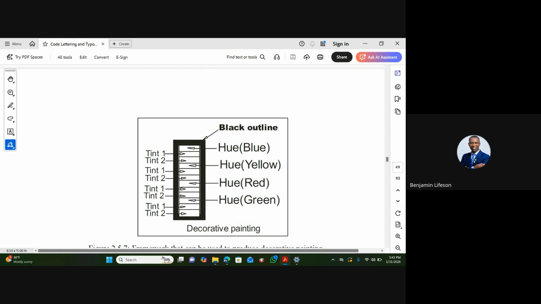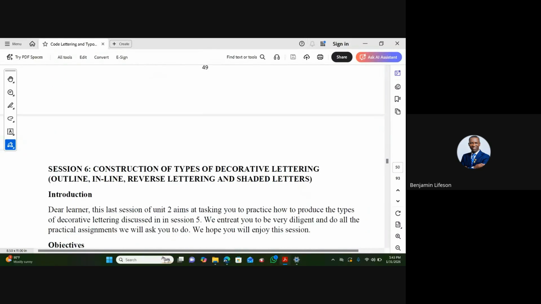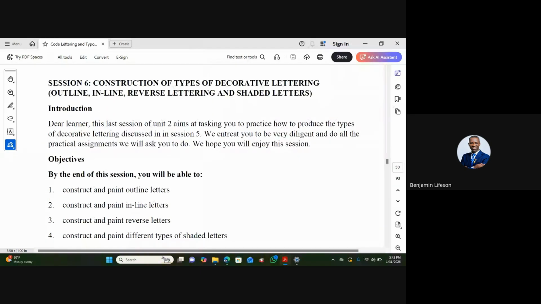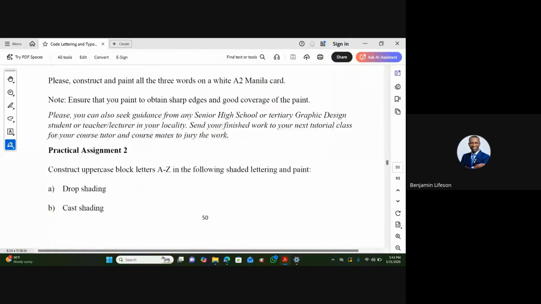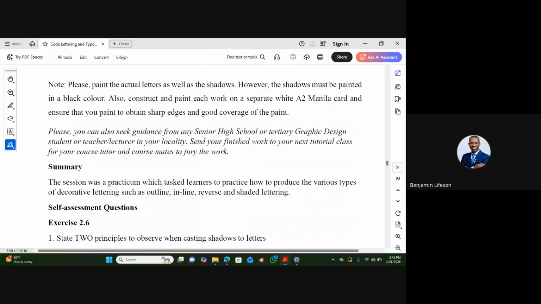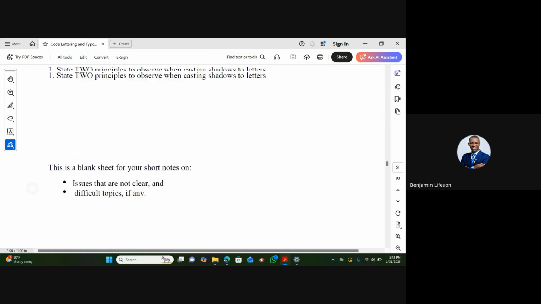If this is the letter I, we can paint it with different colors, giving the background black. So that is that. We are saying that we want to construct an example of one of these. So try as much as possible to do the practical work over here.